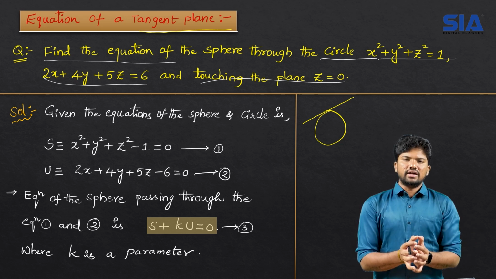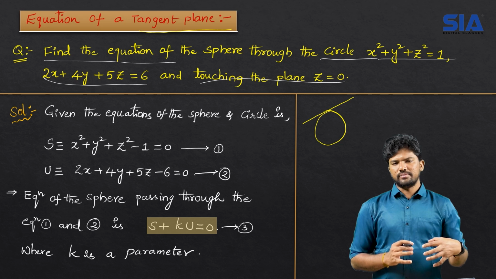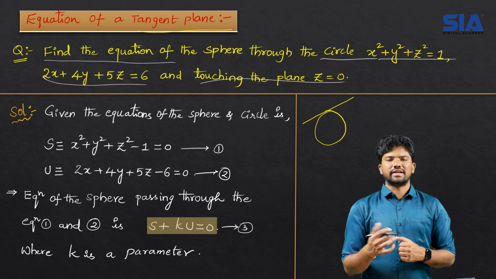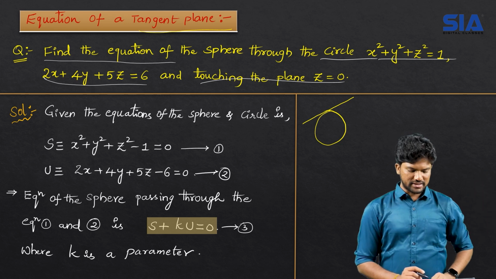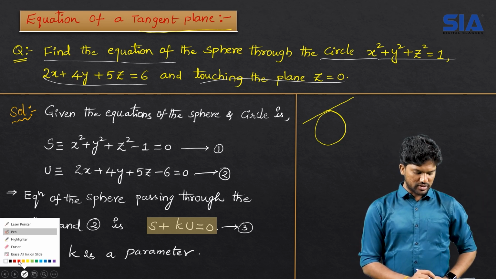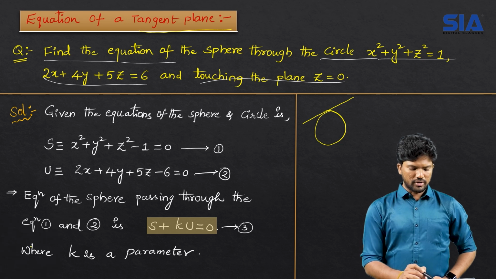And what do we have here? Here we have a circle equation and we have one plane, that is z is equal to 0. The required sphere touches the plane z is equal to 0. So first of all, observe step by step, a very important problem.